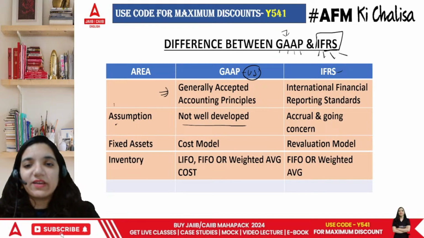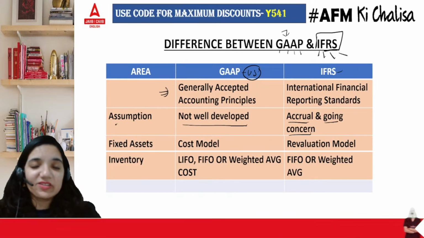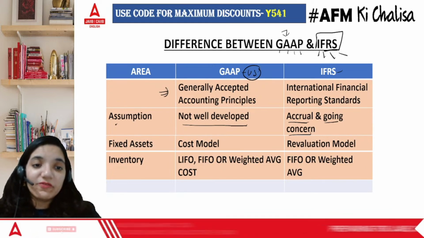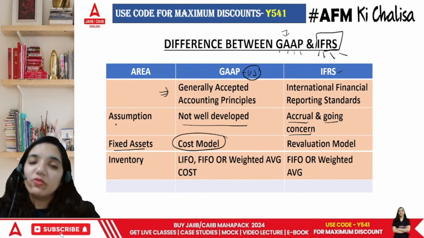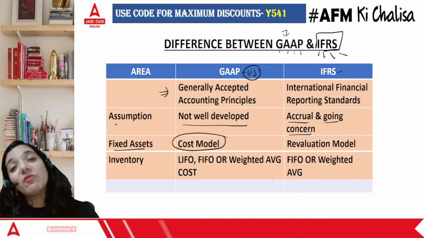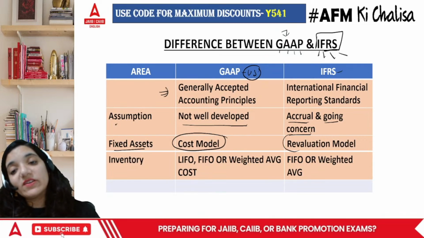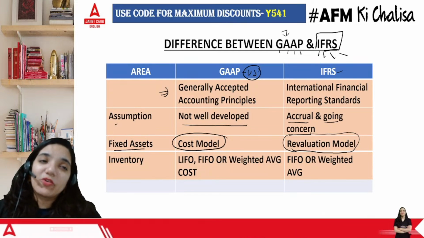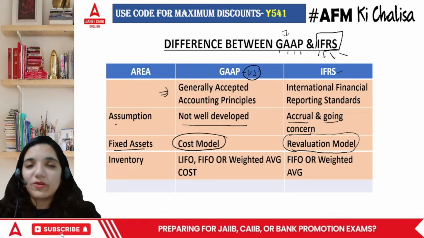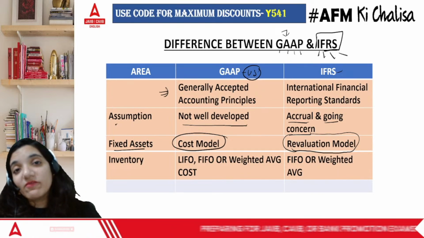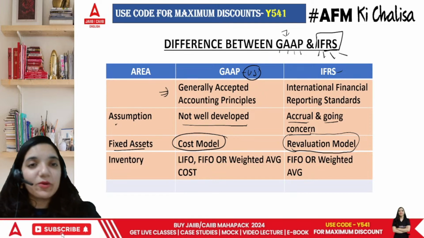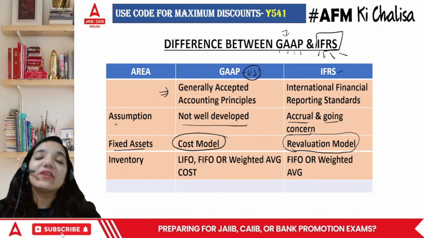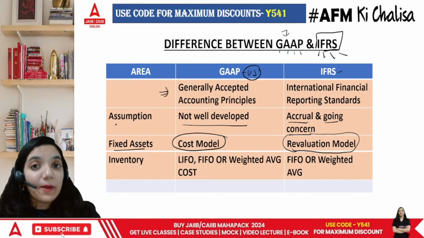In terms of assumptions, GAAP is not well developed, whereas IFRS follows accrual and going concern. IFRS is more detailed. If we talk about fixed assets, GAAP follows the cost model. You bought at what price, you follow that price. But IFRS says that after a certain period of time, you should revalue your asset. It makes sense. If I bought a particular plot of land in the 1980s, I would have bought it for maybe 1 lakh or even less. But the value of that today is normally more than 1.5 crore to 2 crore. That means I should be recording things whenever there is an actual requirement of an update.